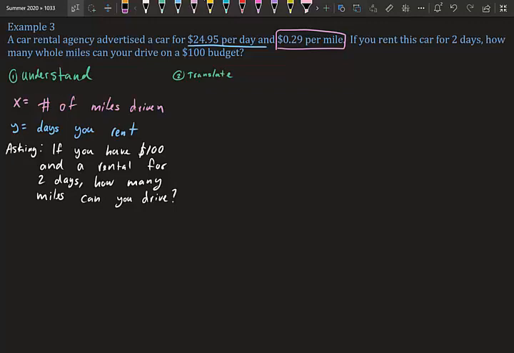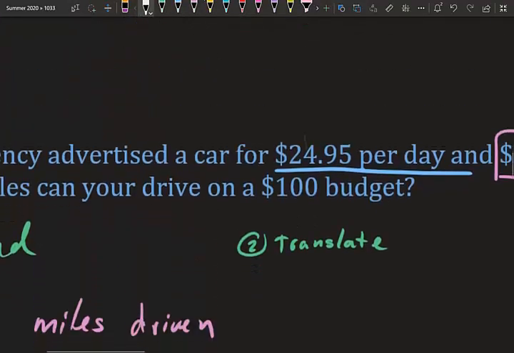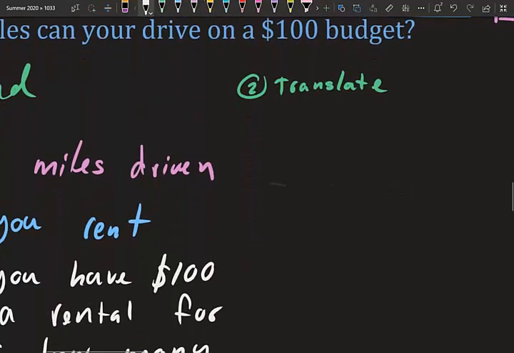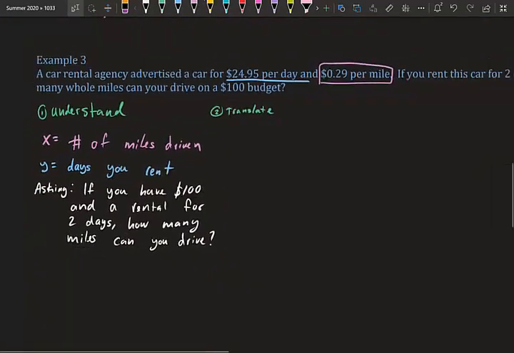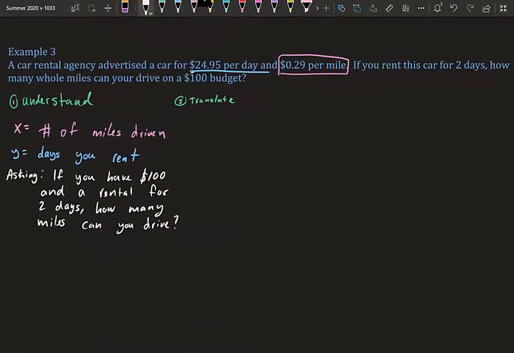Okay, so a car rental agency advertised a car for $24.95 per day. So $24.95 per day. Isn't the per day stand for what? And always means plus, if there's no preface. So preface is the product of, the difference of.